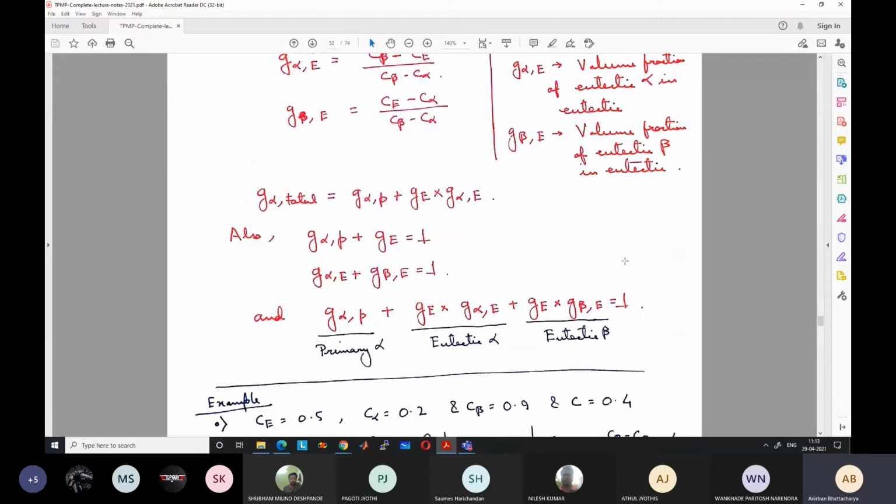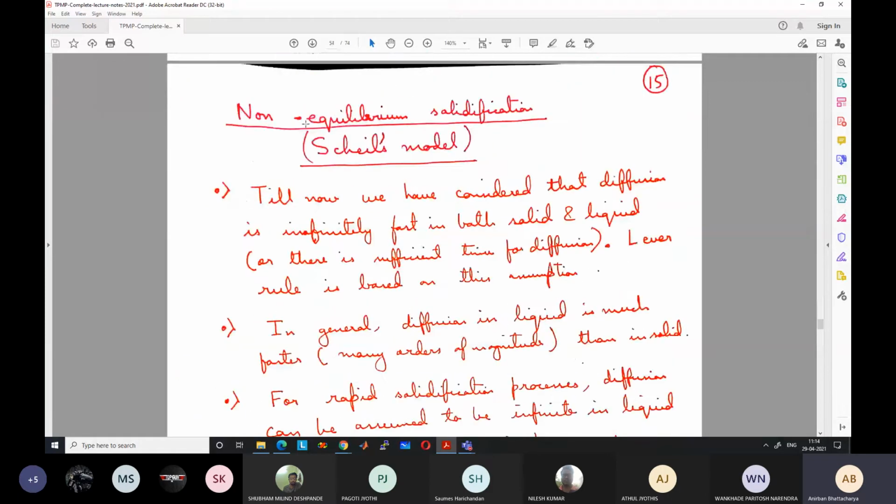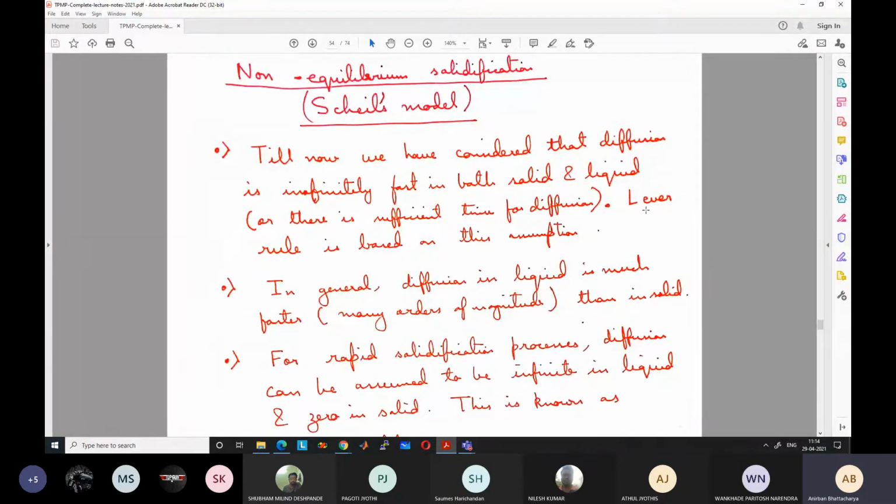Okay. So the model that we are going to study for non-equilibrium solidification is also very famous. It is known as Scheil's model or Scheil's rule, Scheil's law. Okay. Again, many of you might have studied already, particularly those in materials department. So the previous model that we had discussed was known as lever rule, and lever rule was based on the assumption that the diffusion is infinite, like there is sufficient time for diffusion for both the solid and liquid.